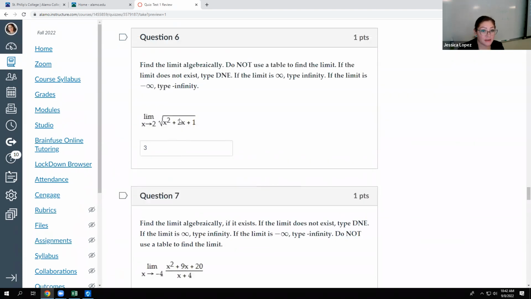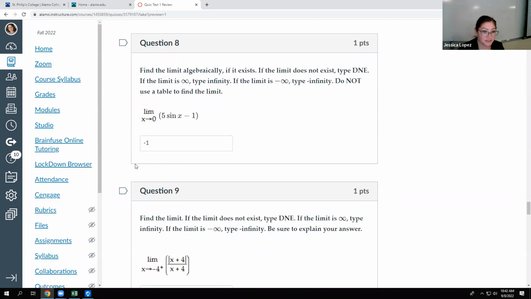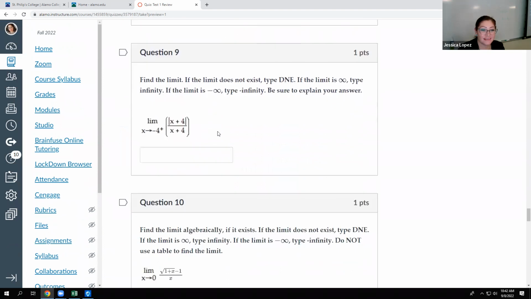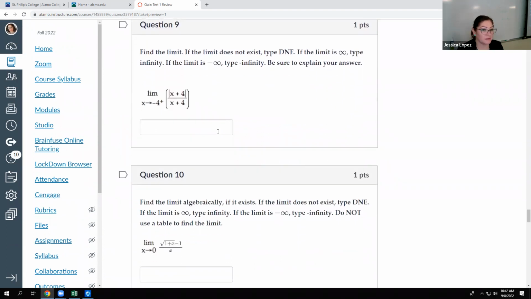You will probably not have 2 problems that are direct substitution on the actual test. There might just be one that's direct substitution. And then the other ones might require a little bit of manipulation like we did with number 7.